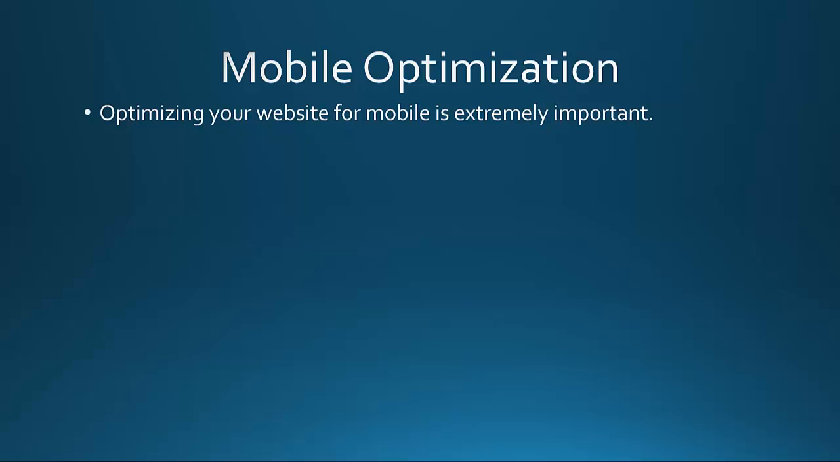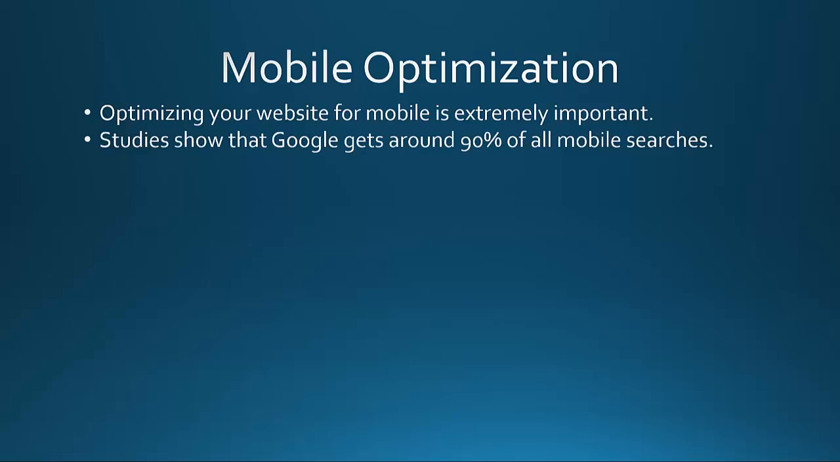So things like phones, iPads, any kind of smartphone, whether it's an Android or an iPhone, those types of devices. You want to make sure your website displays well across all devices, and that includes laptops and desktop computers. You want your website to look the same across all devices, no matter what kind of computing device it is. So that is the key to mobile optimization.